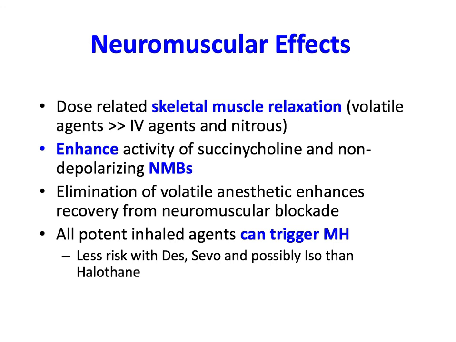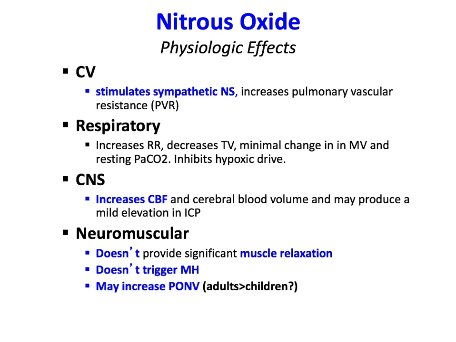All of our potent inhaled anesthetics can trigger malignant hyperthermia: DES, SEVO, and ISO. Lastly, nitrous oxide, just a couple things about the physiologic effects of it. Although we don't usually think of it as a volatile anesthetic, it is one of our gaseous delivered anesthetics. So let's just briefly touch on that. Nitrous oxide actually stimulates the sympathetic nervous system and can increase pulmonary vascular resistance, such that we often avoid nitrous oxide in patients with pulmonary hypertension because it increases vascular resistance of the pulmonary system.